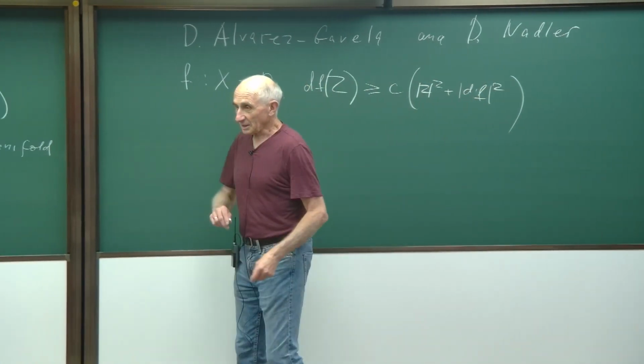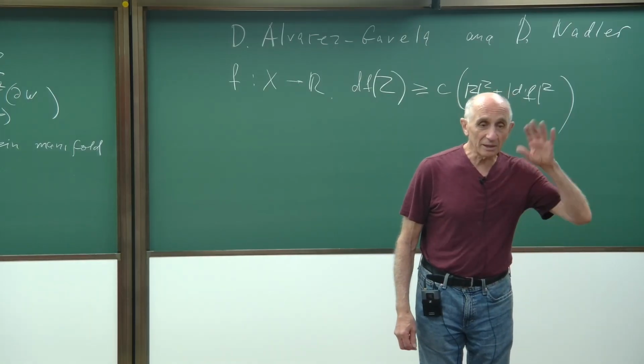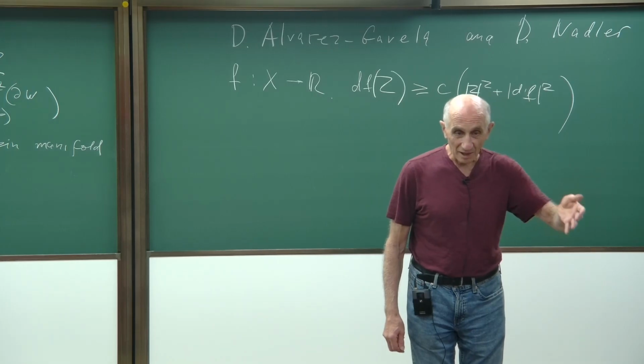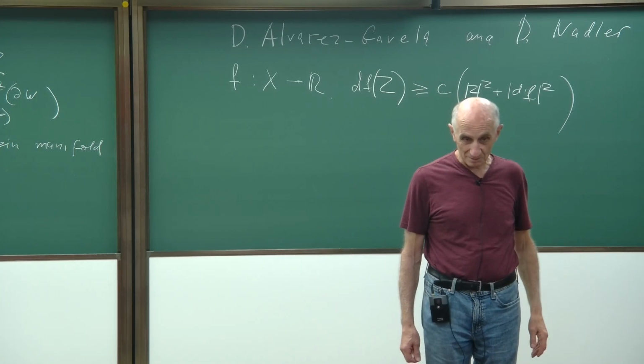So there is another proposal. Yes? In the background, are you fixing an almost complex structure? No, there is no almost complex structure. How do you get the norm? Because this condition is independent of the choice. You can pick any background metric you want. You get a different constant, but it's the same. It doesn't matter.